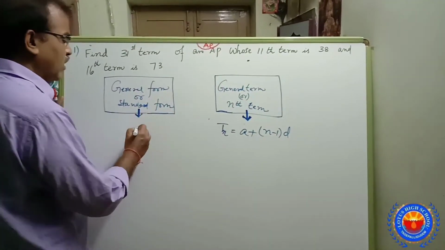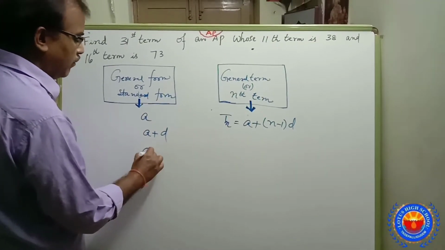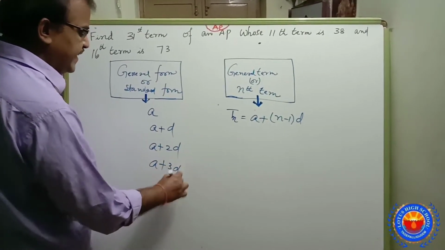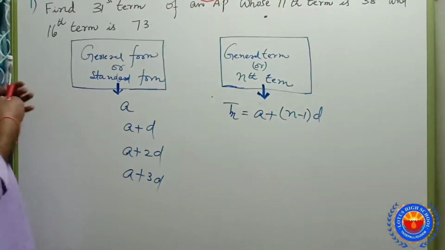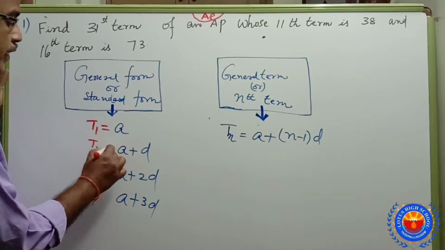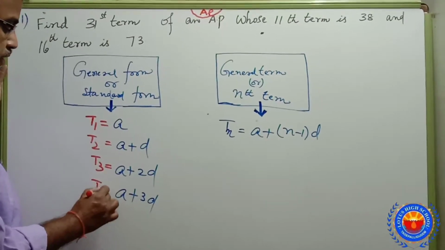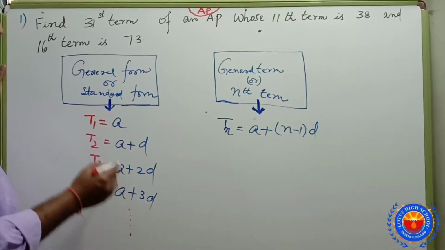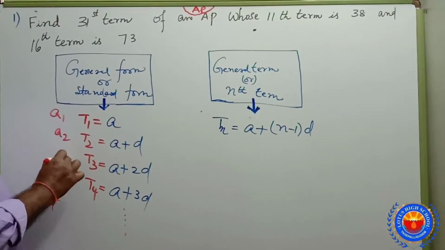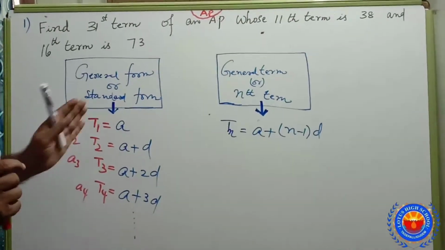What is the general form? First term a, second term a plus d, third term a plus 2d, fourth term a plus 3d. These are very important. First term is T1 is equal to a, T2 is equal to a plus d, T3 is equal to a plus 2d, T4 is equal to a plus 3d, and so on. The same T1 is also called a1, a2, a3, a4. If you want, you can take it like this also. So these are all very important.